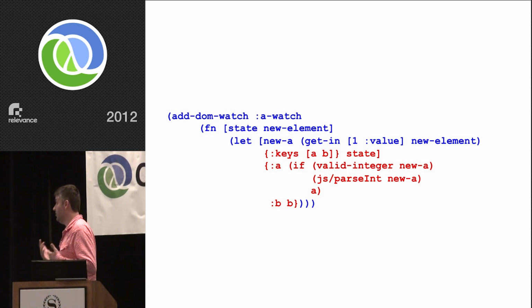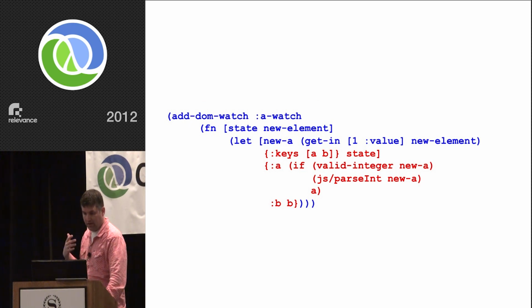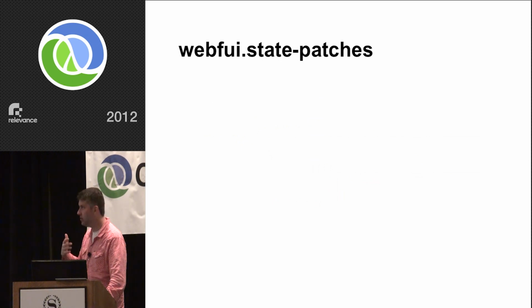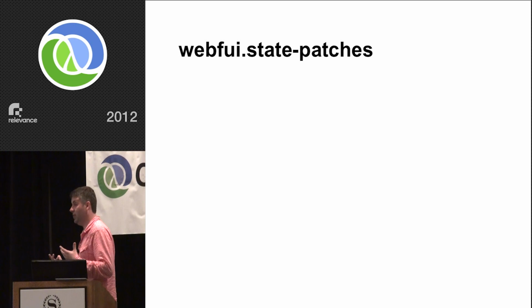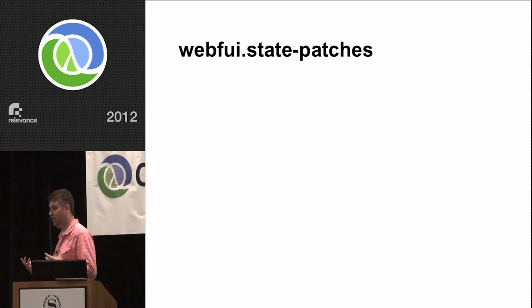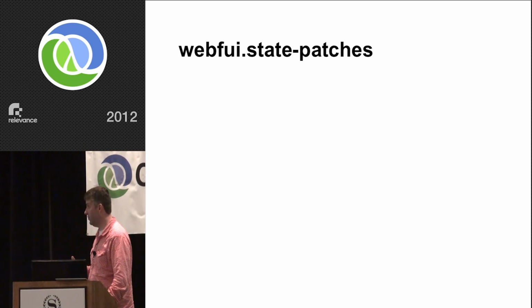So what we really want to do is say, I just want to modify A in the state, I don't want to modify the whole thing. So how can we do that cleanly and still have it be declarative? That's what the second library is for. It's called state patches. Basically, this library lets you write just a diff description of how you want the state to change, and then it will apply it to the state for you.